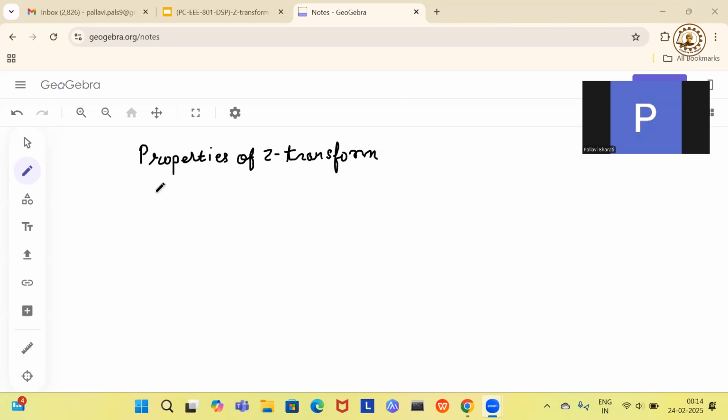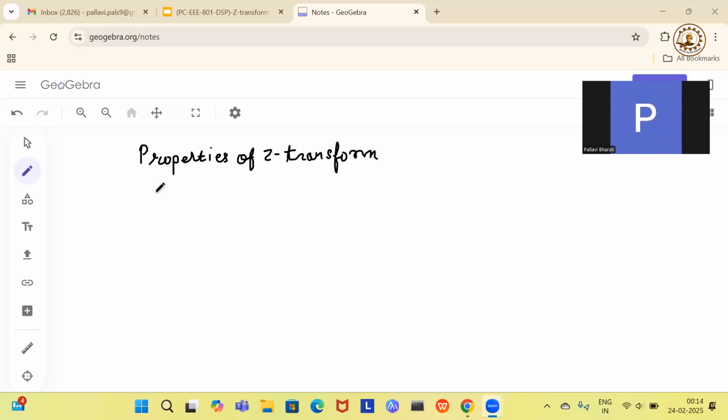Now, whenever a discrete time signal is given to you and you have to find out the Z transform, it is mandatory that you take out the ROC. Without the ROC in the answer, you are not giving the complete answer. So keep in mind that you have to always give the ROC of any kind of discrete time signal on which you are performing the Z transform.